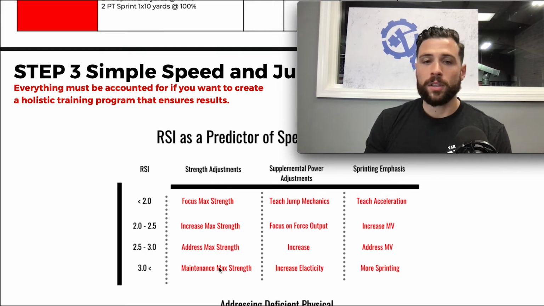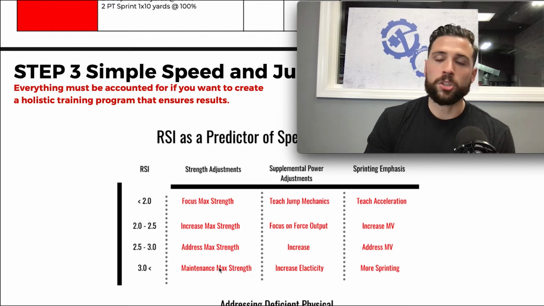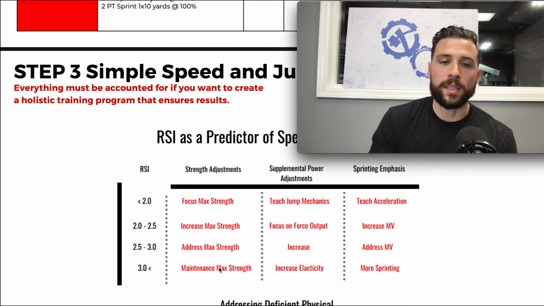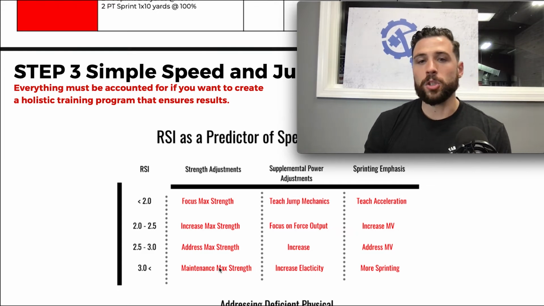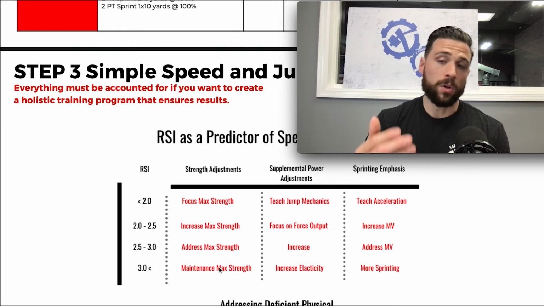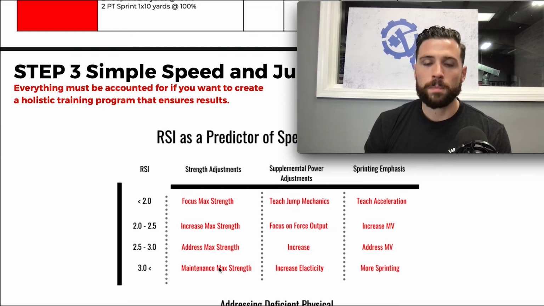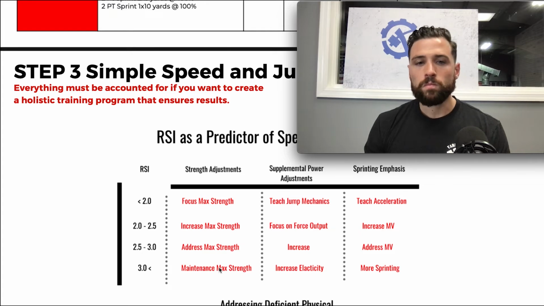Under strength, you need to focus on max strength because you need to develop force. You need to develop strength potential. This is going to be the number 1 determining factor of improving one's power output and one's ability to reproduce power, also known as a reactive strength index. Now, looking at power, you might need to clean up technical jump mechanics.